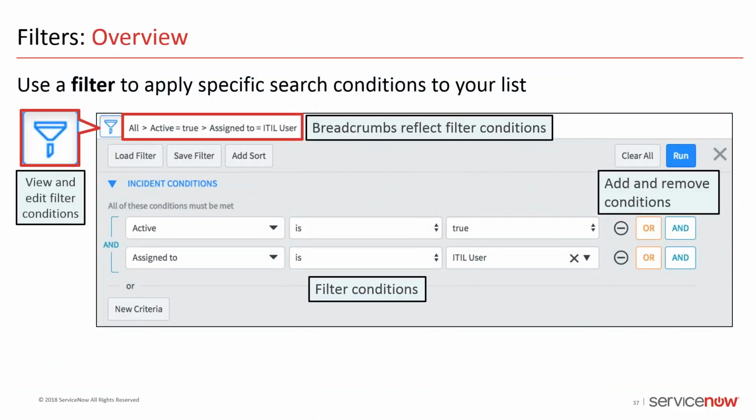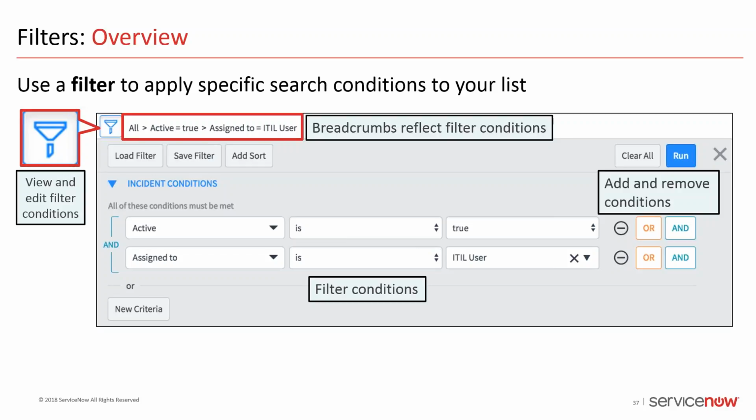Filters allow you to specify exactly which records you want to see within a selected list. For example, you might start with a list of all incidents, but filter those records to view only active incidents assigned to you. To view the filter applied to a list, click the funnel icon at the top left of the list. Here you can add, remove, or edit filter contents and rerun or save your filter.